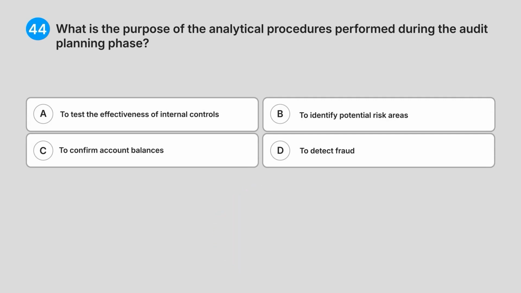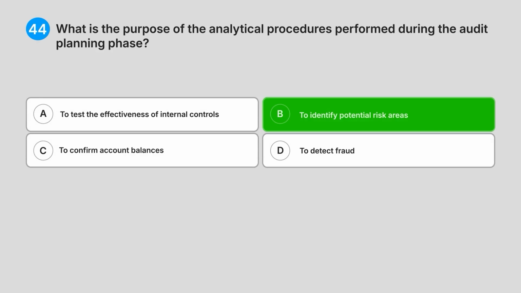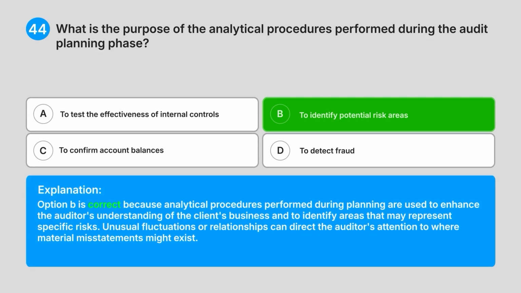Correct answer. B. To identify potential risk areas. Explanation. Option B is correct because analytical procedures performed during planning are used to enhance the auditor's understanding of the client's business and to identify areas that may represent specific risks. Unusual fluctuations or relationships can direct the auditor's attention to where material misstatements might exist.